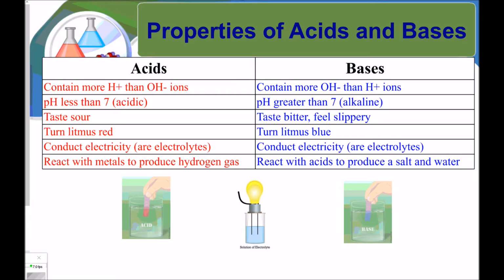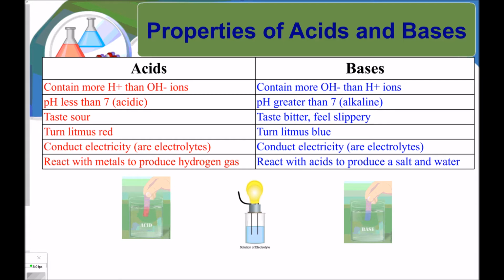We're going to begin by comparing and contrasting the properties of acids and bases. So acids contain more hydrogen ions than hydroxide ions. Going back to the nomenclature unit, this should make sense because acids begin with hydrogen. They have a pH of less than 7. They taste sour. They will turn litmus paper red.